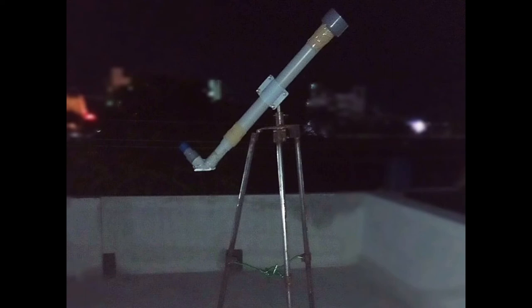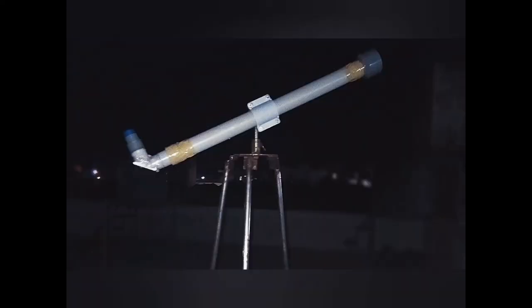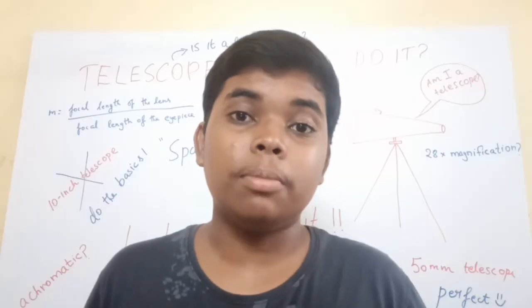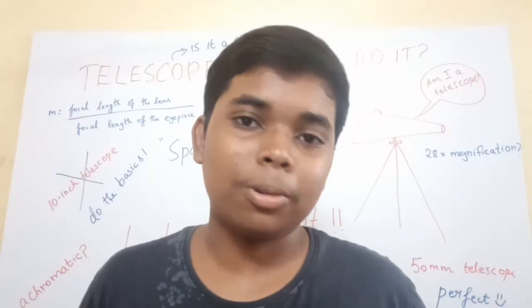You can build your own tripod with PVC pipes or metal rods, as I built here, for a better viewing experience, because you don't want to hold this heavy telescope for a long time while stargazing. Now you have successfully built your telescope and I hope you enjoyed the process of building it.